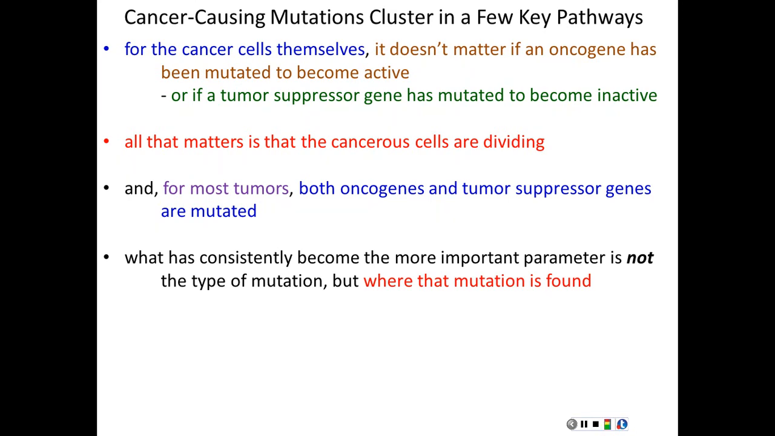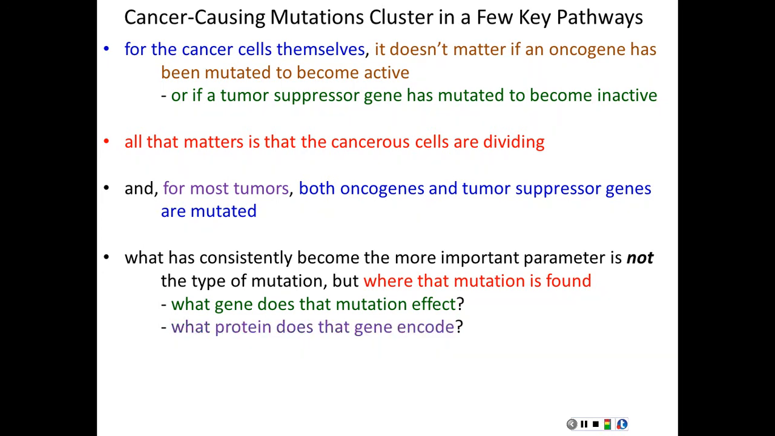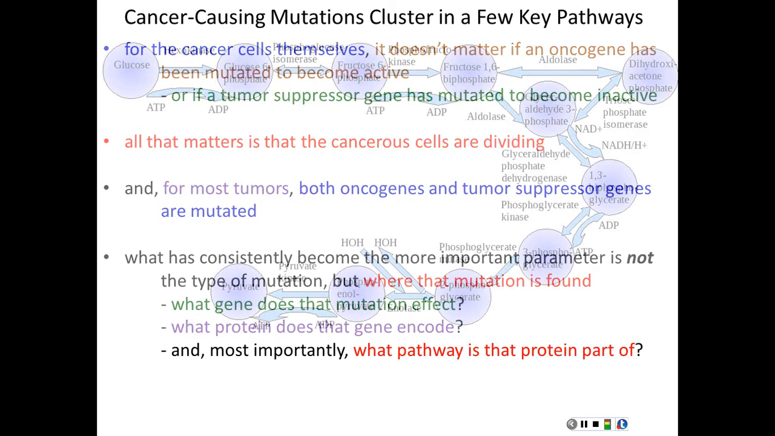What has consistently become the more important parameter for cancer to develop is not the type of mutation. Is it an oncogene? Is it a tumor suppressor gene? Is it a point mutation? Is it a chromosomal mutation? Much more importantly is where that mutation is found. More specifically, in what cellular pathway that mutation is found. What gene does that mutation affect? What does that protein that the mutant gene encodes do? And what pathway is that protein part of?